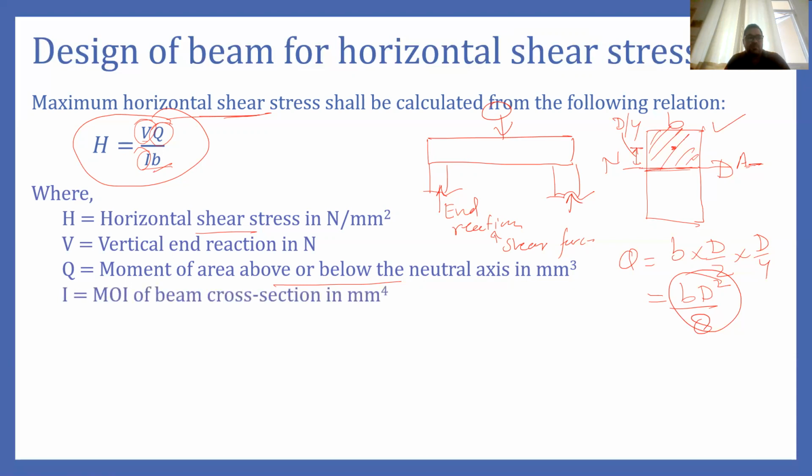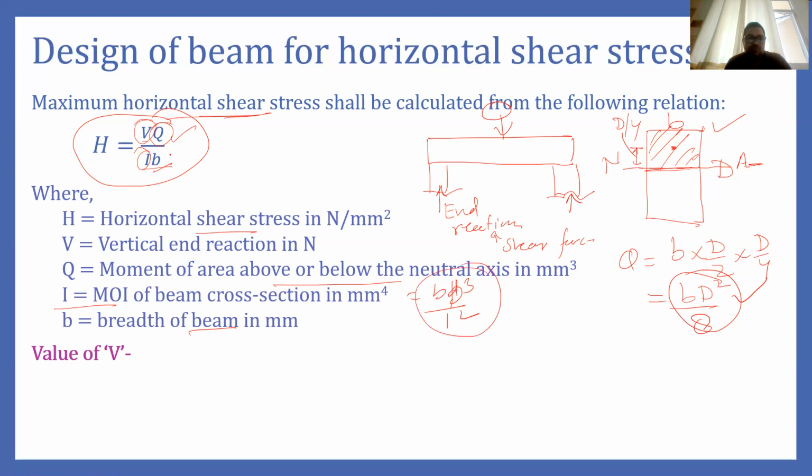And I is the moment of inertia. The moment of inertia about the neutral axis will be BD cube by 12, and B is the width of beam. So if we put the value of Q and the value of I in this formula, then the expression can be modified.